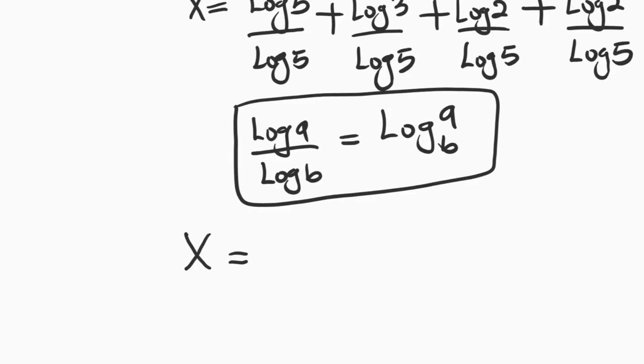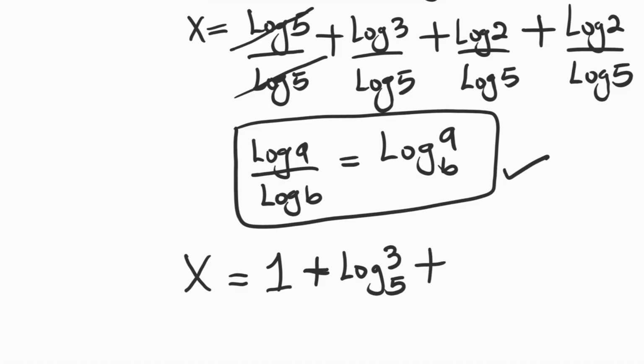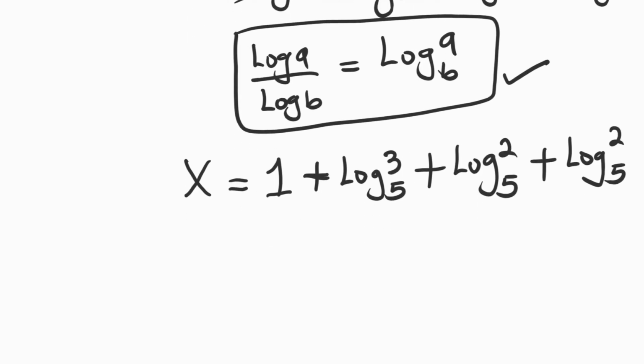So x now is equal to log 5 over log 5 will cancel out to become 1 plus log 3 divided by log 5, which is the same thing as log of 3 base 5 based on our formula, plus log 2 divided by log 5, which is the same thing as log 2 base 5, plus log 2 base 5. So now log 2 base 5 plus log 2 base 5 is the same thing as 2 log 2 base 5.